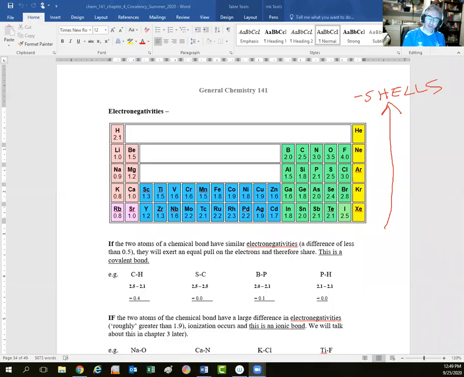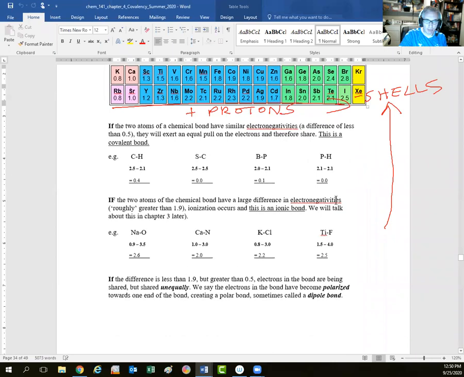Right, so moving up the group, we're stripping away shells. And so those electrons, even electrons in other atoms, are physically closer to the nucleus. So there's a stronger attraction. As we move from left to right, we're seeing stronger attraction because the atoms on the right have got more protons. Electrons are attracted to positively charged protons. So those electrons being shared are not always being shared evenly. And that's what creates the polarity.